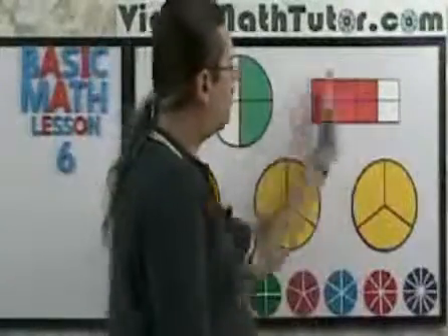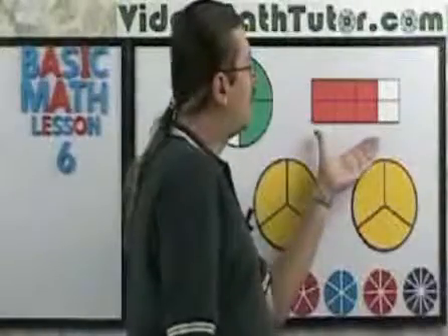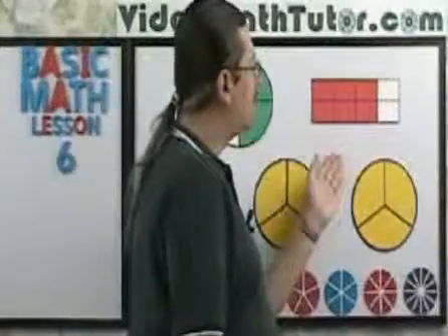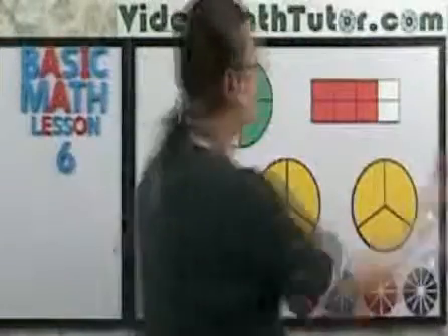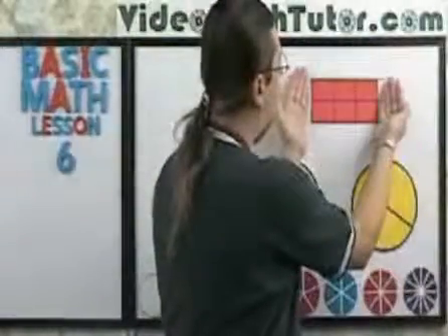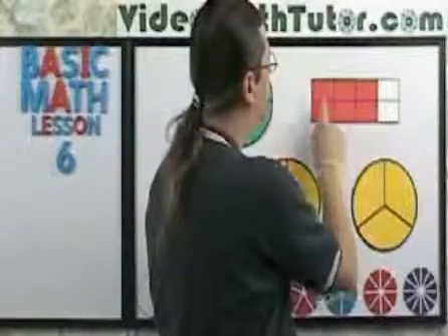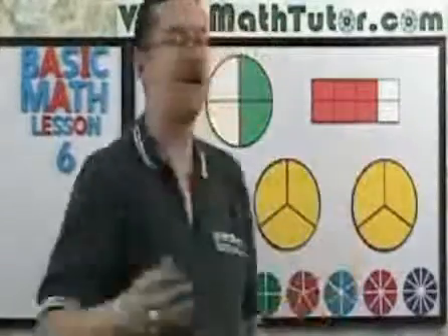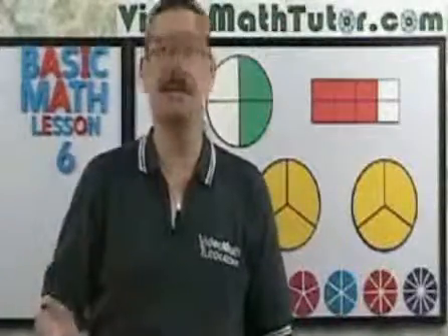Now this one's a little bit harder to see, but let's give it a try. This is divided into 8 parts. How many eighths are there in 3 quarters? So this is 3 quarters of the rectangle right here. So there's 1, 2, 3, 4, 5, 6. There's 6 eighths in 3 quarters.